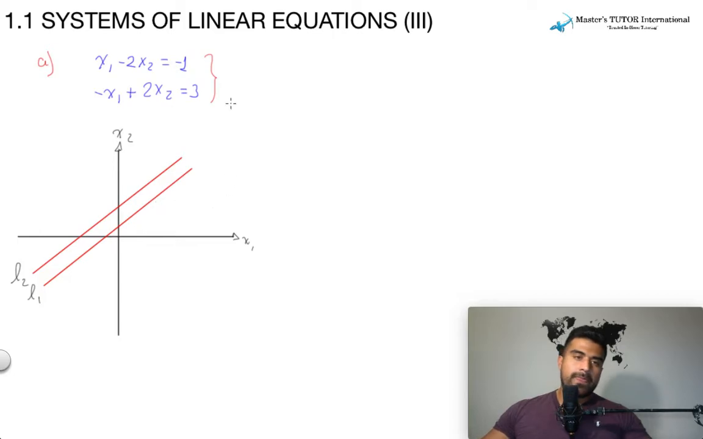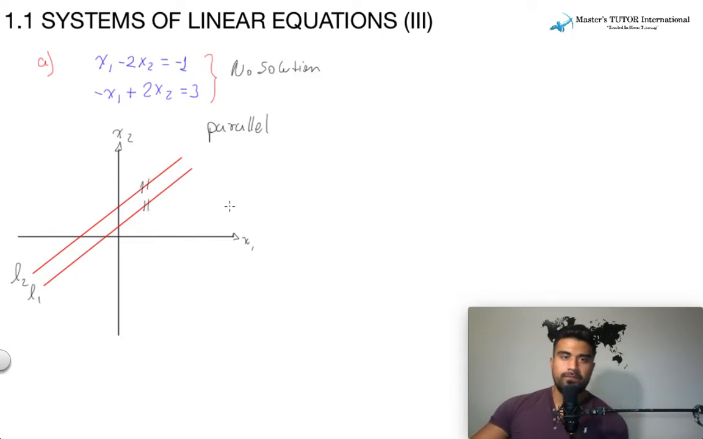What this means is they never intersect, they are parallel. So this never will intersect in one point, which means that this linear system will not have any solution, because these two lines are parallel. They never will intersect in one single point.